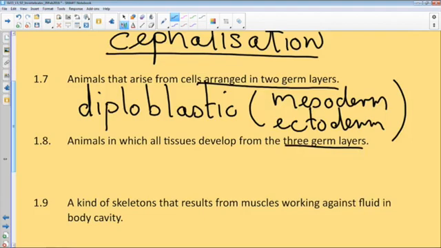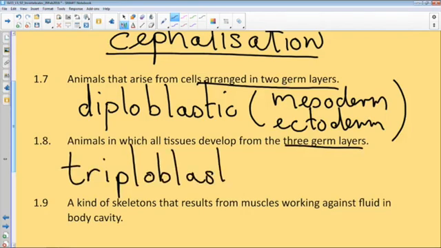Guys, three germ layers, triploblastic. So we're referring to three germ layers. So these would show the mesoderm, the endoderm, and the ectoderm.